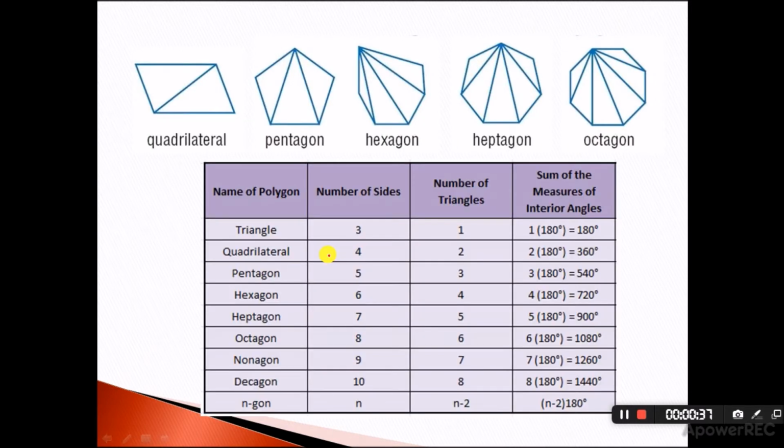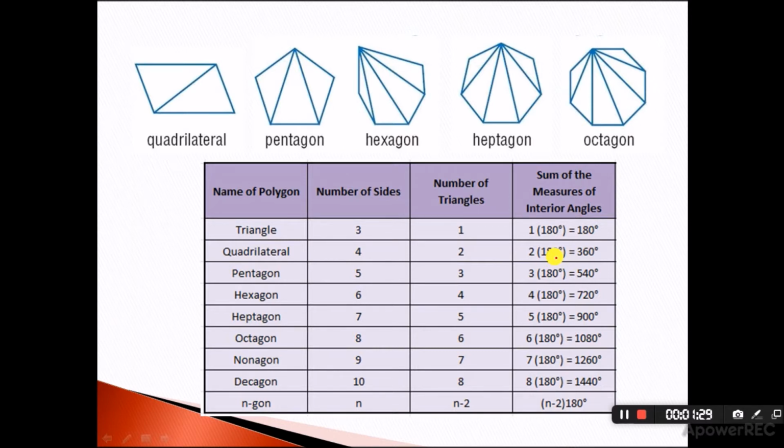The next one. Quadrilateral, pentagon, hexagon, heptagon, octagon. We have a table in here with the name of a polygon, number of sides, number of triangles, and sum of the measure of interior angles. Above we have illustrations based on the table. Let's have quadrilateral, 4 sides. The number of triangles is 2, so you draw a diagonal across it. That's 1 and 2. The sum of interior angles is 2 times 180, equal to 360.